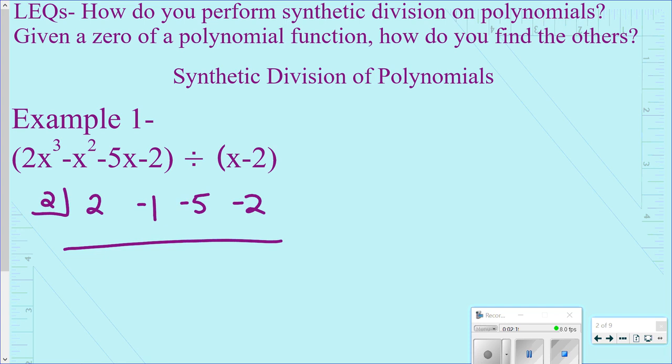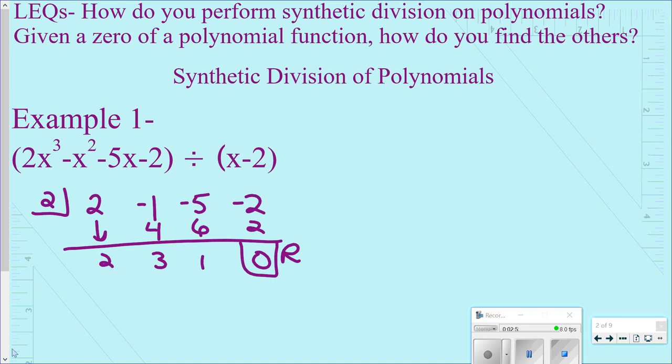So then what happens with synthetic is the very first term always goes right down below the equal sign. Then you multiply. 2 times 2 is 4. Then you add. 4 plus -1 is 3. Then you multiply. 3 times 2 is 6. Then you add. 6 plus -5 is 1. Then multiply. 1 times 2 is 2. And then add, and we get 0. That last number is always the remainder. And then these numbers here, those are the coefficients for the quotient.